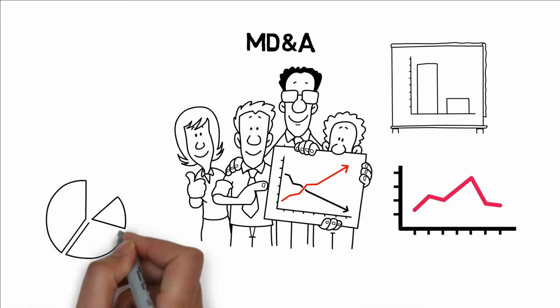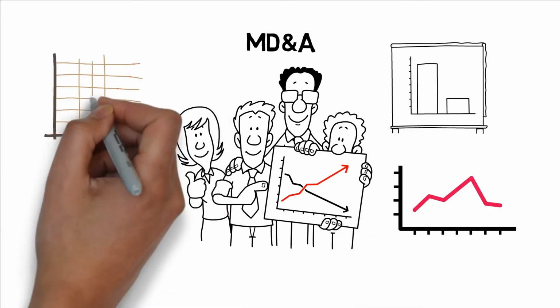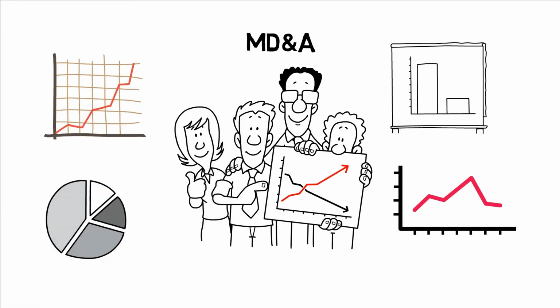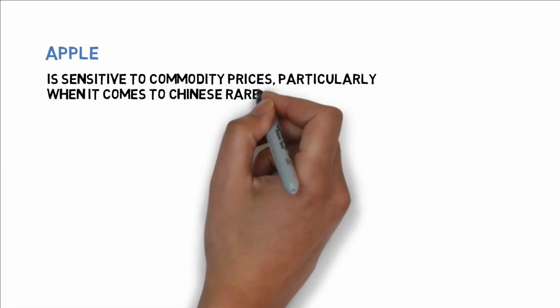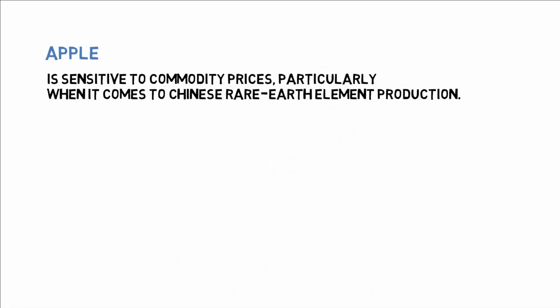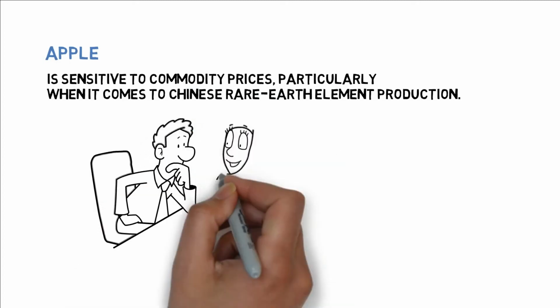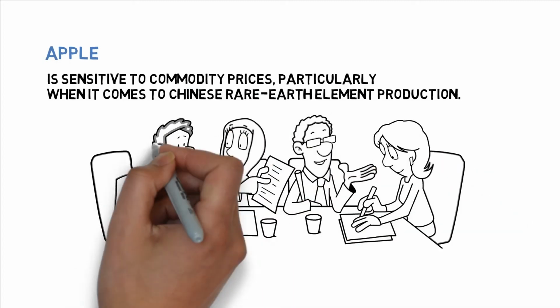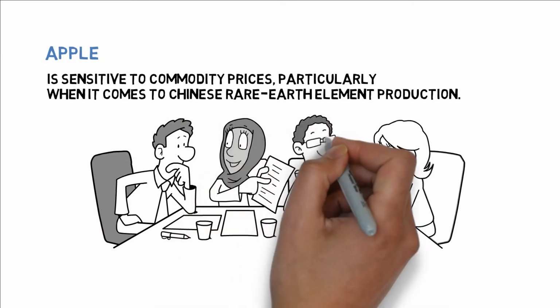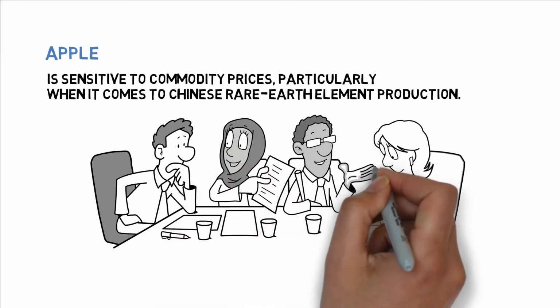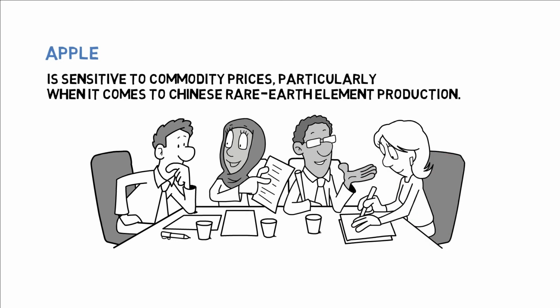In Apple's case, management provides a wealth of information about the company's underlying economics. It's helpful to know that the company is sensitive to commodity prices, particularly when it comes to Chinese rare earth element production. The MD&A goes on to discuss a number of other factors that influence operating results before moving on to a summary of the results over the previous 3 years, the operational results.